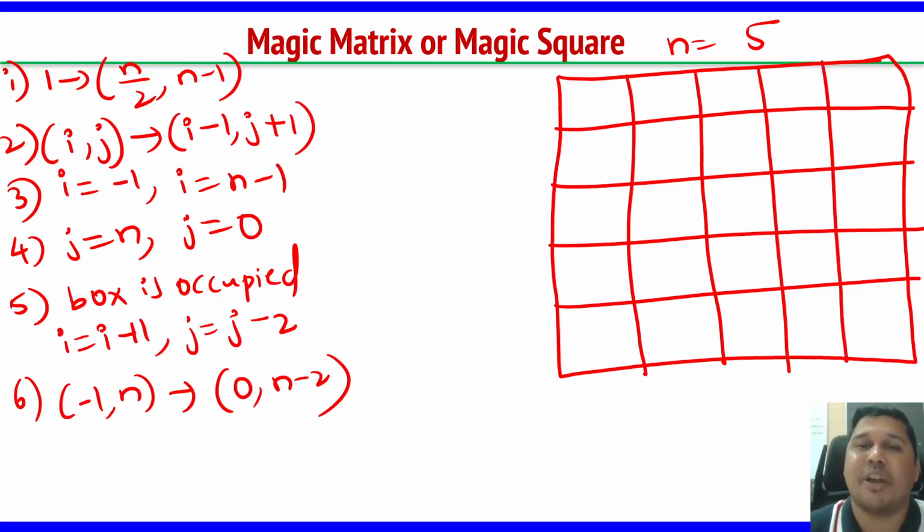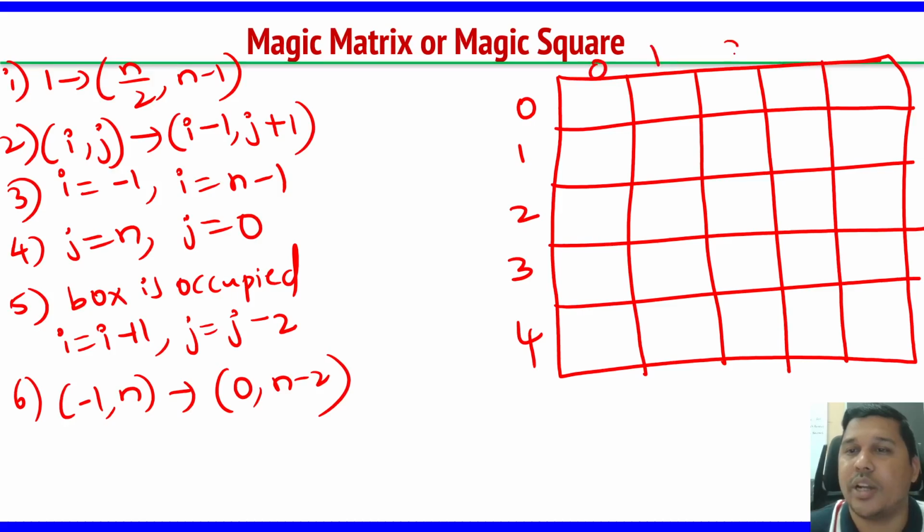Right? This is my 5 by 5 matrix. Initially, we have to fill all with zeros. I am leaving it empty only. Okay, assume they are all zeros. So the indexing is 0, 1, 2, 3 and 4. N value is given as 5.